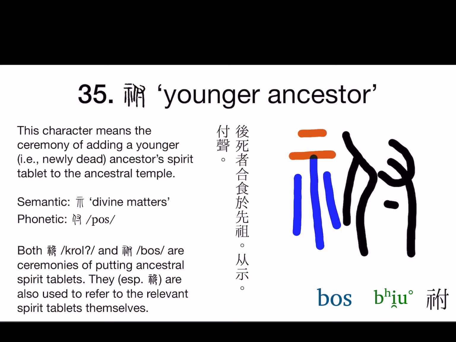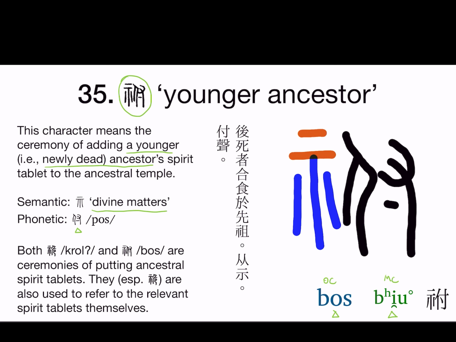This is the 35th character in the dictionary. It looks like this, and is pronounced boss in Old Chinese. Its Middle Chinese pronunciation is brio. This character means the ceremony of adding a younger or newly dead ancestor's spirit tablet to the ancestral temple. It is again a phonosemantic character, and its semantic component is still the radical that means divine matters, and its phonetic component is this character here, which is pronounced pos.